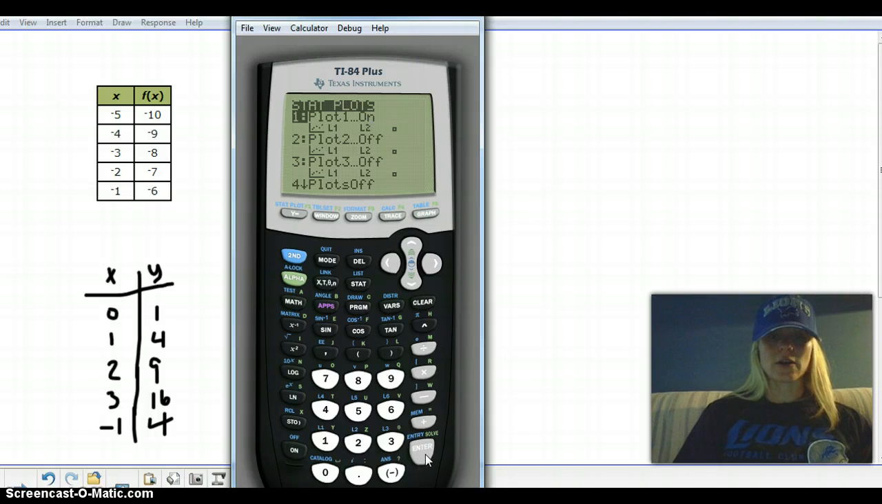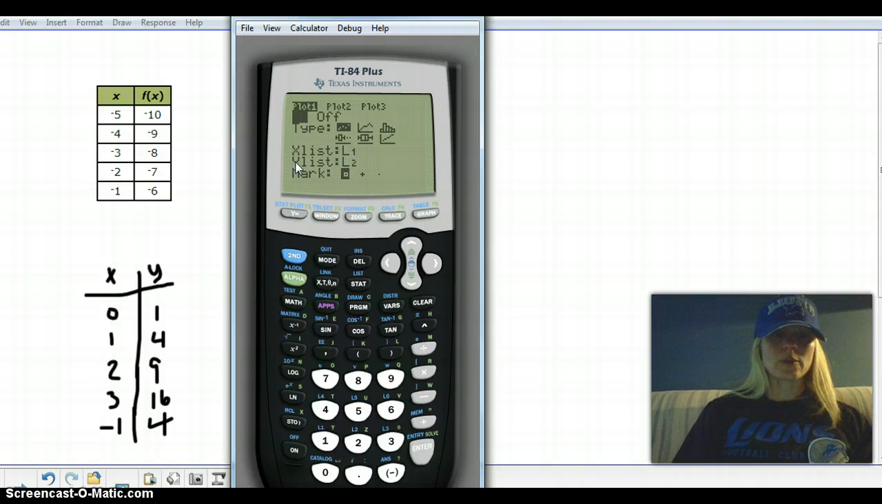So we want to turn it on. So you want to hit enter, and then yours should look like this right now. So we want a left arrow and hit enter so that it's on. We want to go ahead and keep it as points. It says our x list is line 1, and that's where we put it. We put our y values in line 2, and this is the mark it's going to use.